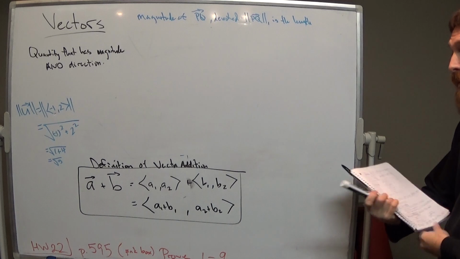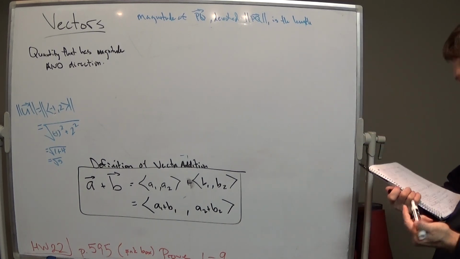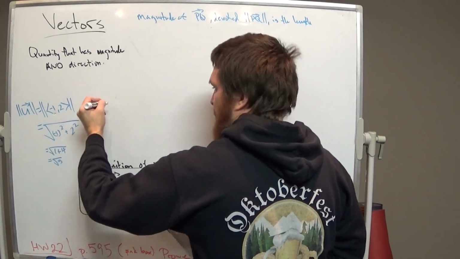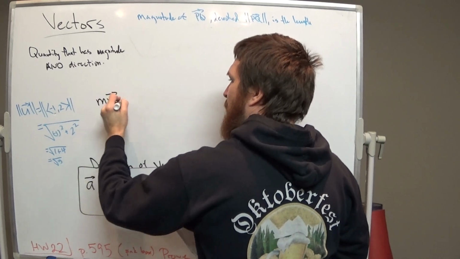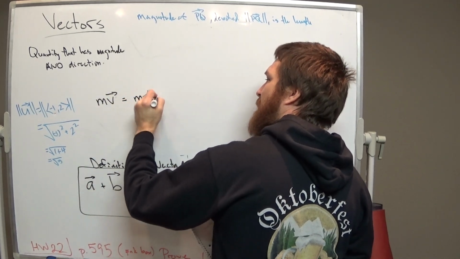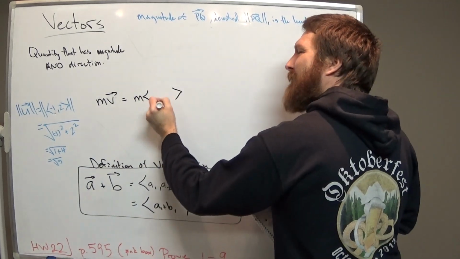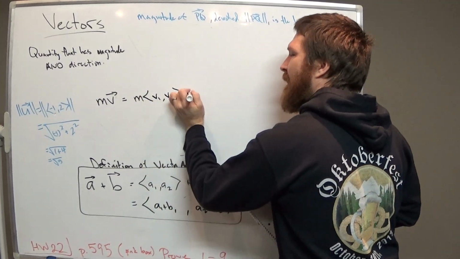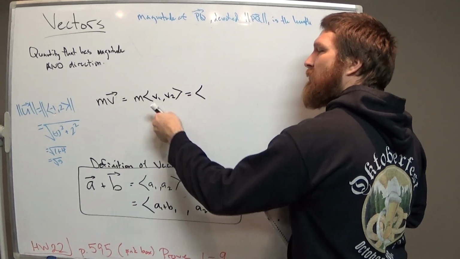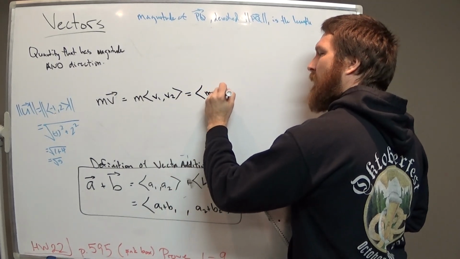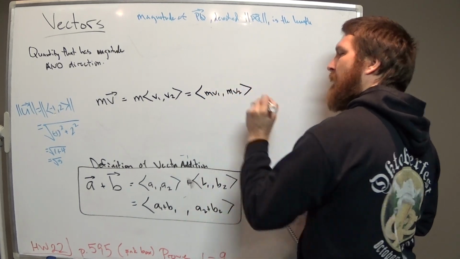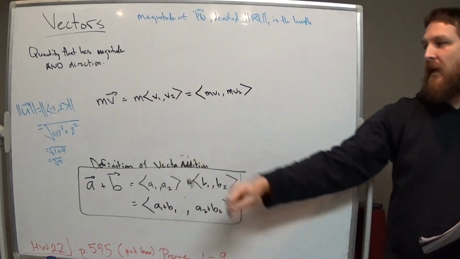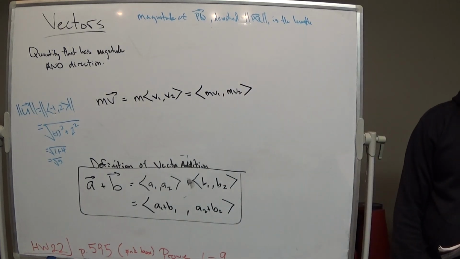But another thing we can do is multiply a vector by a scalar. If m is a scalar and v is a vector, then mv is the same thing as m times v1, v2. The rule is that you just multiply each one of these: m times v1, m times v2. So it's just like distribution. You could say that scalar multiplication distributes into a vector.